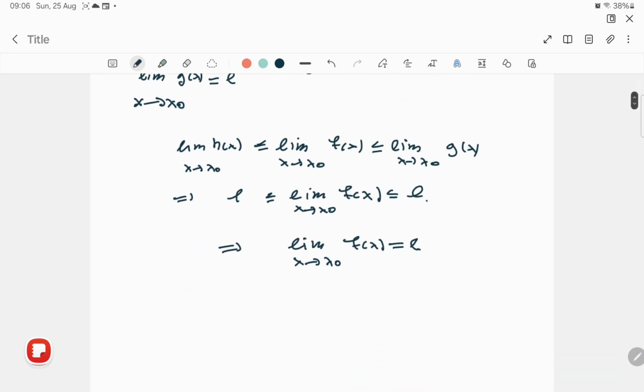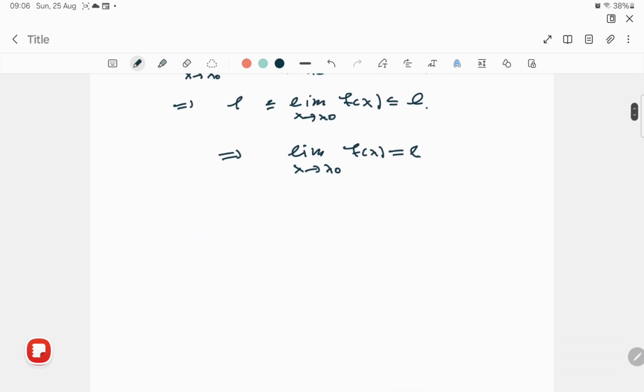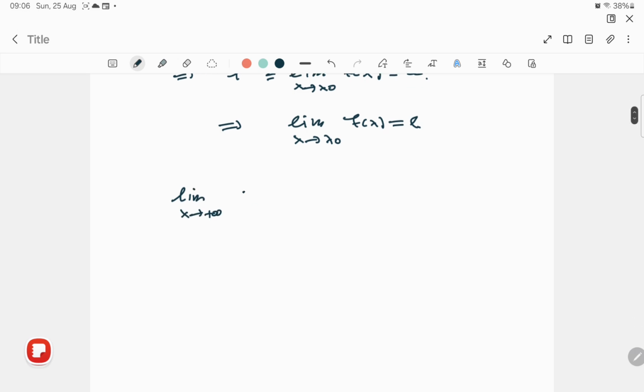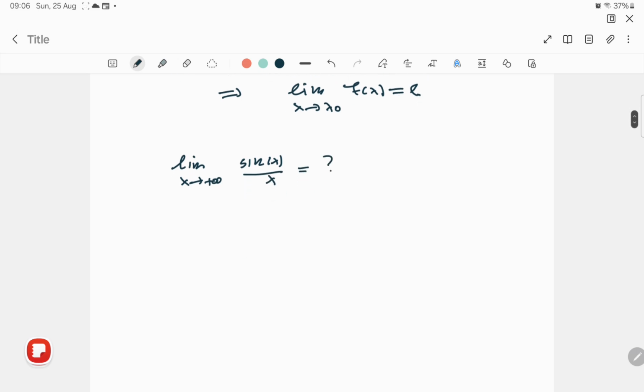and it is very useful when I want to calculate a limit which is not so evident to be calculated. It's not so obvious to calculate it. For example, the limit as x approaches plus infinity of sine x over x is equal to what? I know, of course, that the limit as x approaches 0 of this function is equal to 1. But the problem here is, for x goes to infinity, what happens with the sine function?